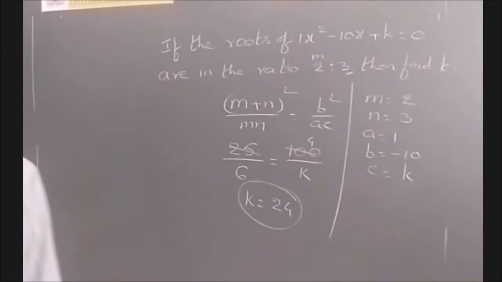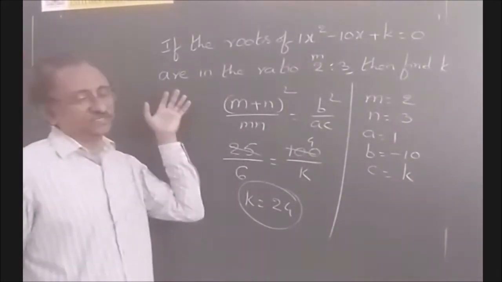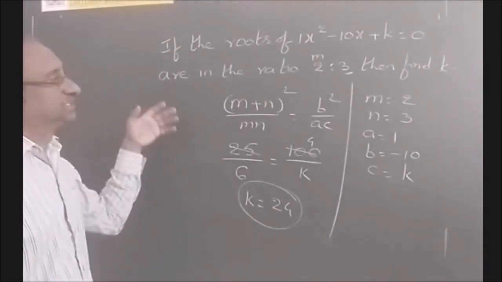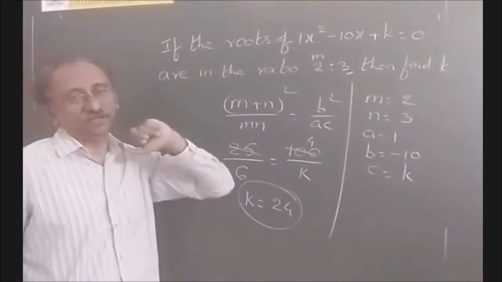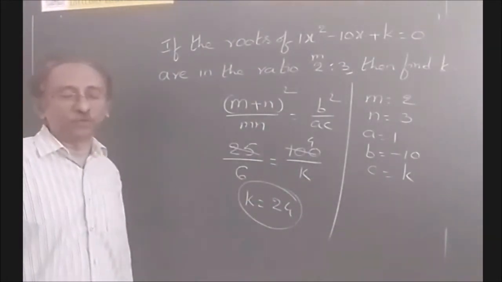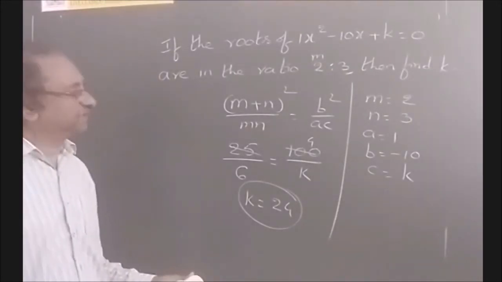Or if you don't remember this, no problem, but you have to work hard. So you have to write the roots as 2l, 3l, sum of the roots 2l plus 3l, that is 5l, is equal to 10. From that you will get l, and after that, writing the product of the roots, you will get k. But sometimes it is useful.